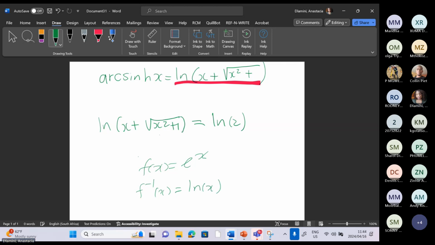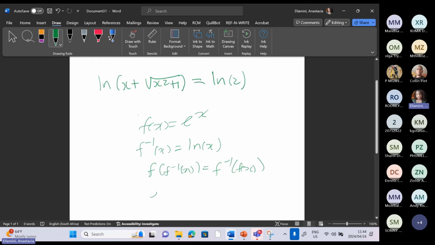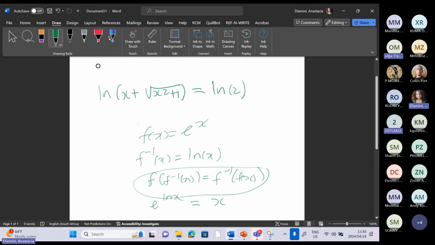Ln of x. Now, if we take the composition of the functions, meaning that we take one function and put it inside the other, regardless of the order, then you get x. Meaning that if you take e and put ln of x, you'll get x. And if you take ln of x and put e to the x, then you get x. That is the rule of the inverse of the functions. Are we together? Yes, ma'am.